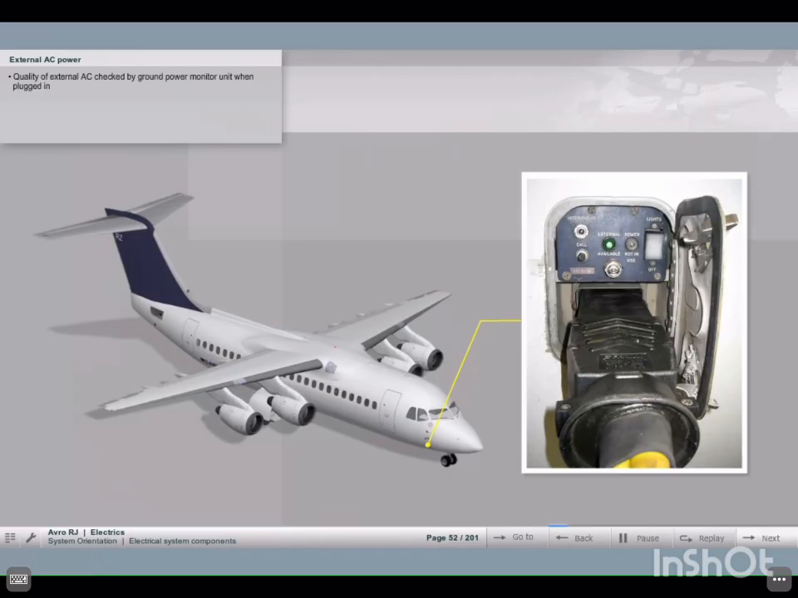The quality of the external power is checked by the ground power monitor unit when it is plugged in at the external power socket. A green light at the external power panel will show the ground personnel that the power is correctly plugged in, found acceptable, and is now selectable on the flight deck.